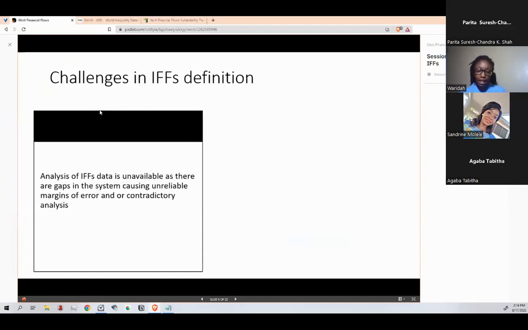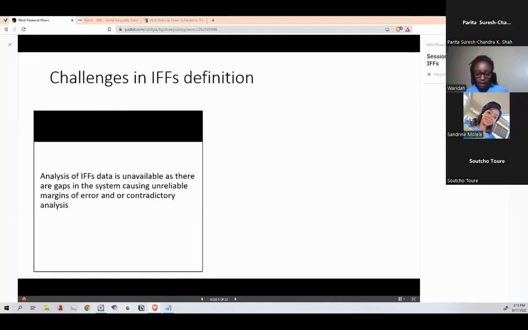The biggest challenge is defining IFFs because of how broad IFFs are, and the different activities involved. All right, so here we are looking at IFF definitions and the challenges that they have.